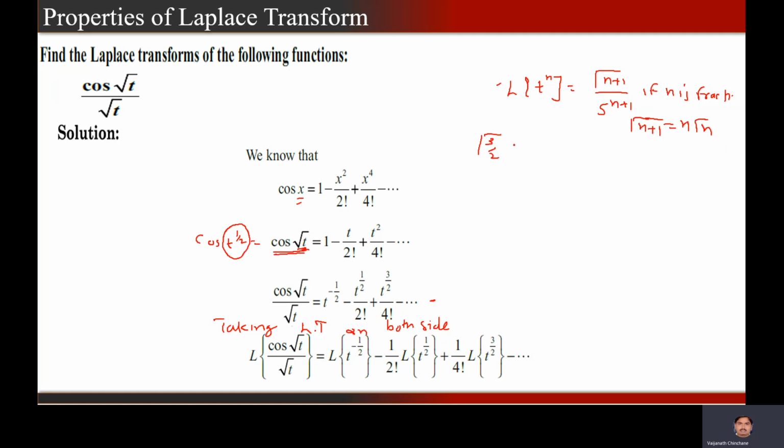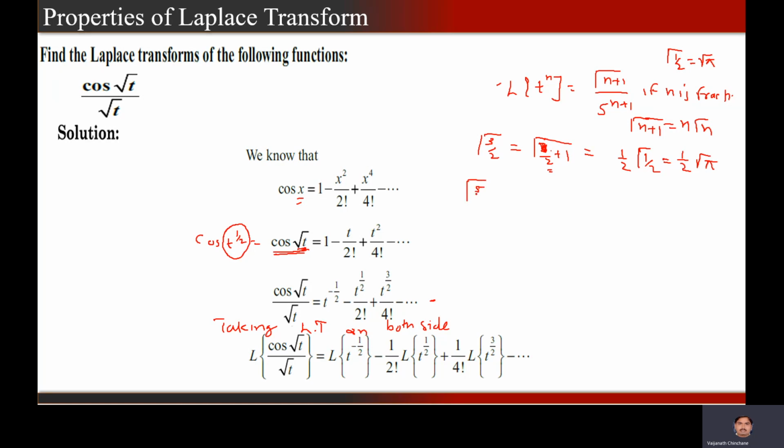So using this property, we find gamma of 3 by 2. 3 by 2 can be written as 1 by 2 plus 1. So n is 1 by 2, and using this property it is 1 by 2 gamma of 1 by 2. And remember that gamma of 1 by 2 equals under root pi. This is the formula. So it is 1 by 2 under root pi, the value of gamma of 3 by 2.